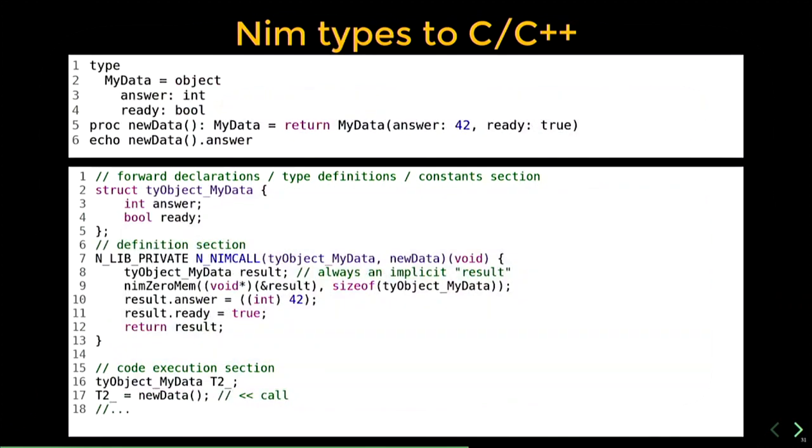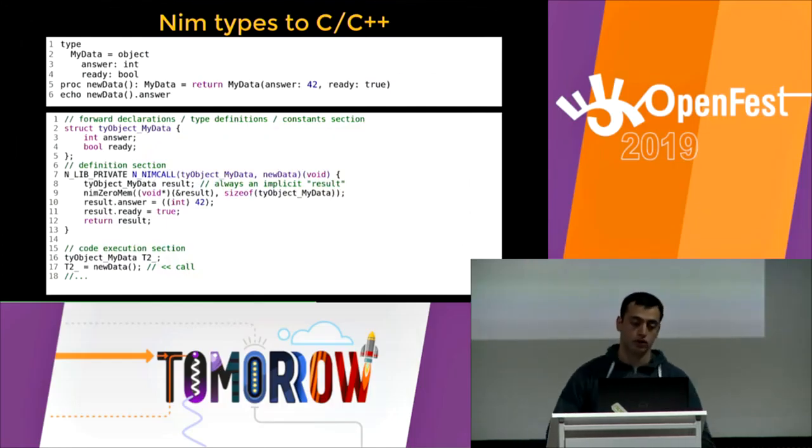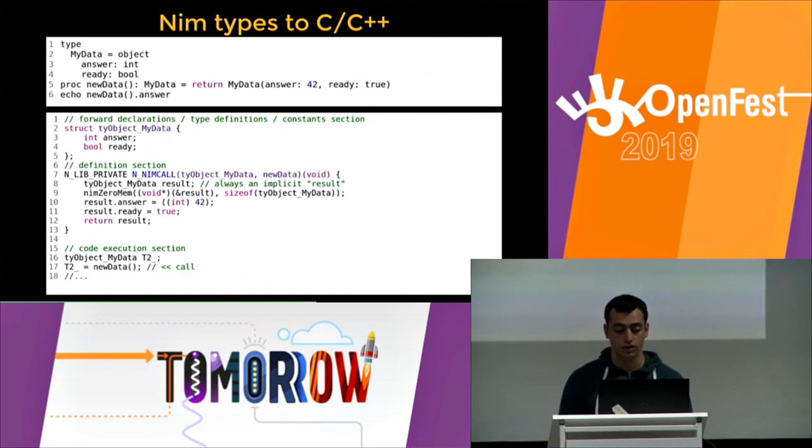Here we have a definition of a type, which has an integer and a boolean inside of it. We also have a function which returns an object which is constructed with specific values. And then we call that constructor and we echo the answer. Again, only a part of the final source file will look something like this. Our structure, our type, is just a regular C struct with only the fields we actually told it, because it's a really straightforward type. The function which constructs our object is, again, nothing too special. We have a result of the type, we set the specific fields, and then we return it. And the usage is, again, nothing out of the ordinary. This is C code.